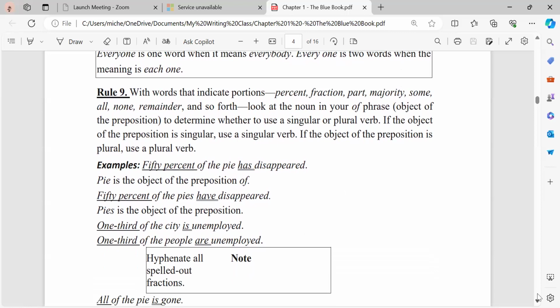So rule number 9: with words that indicate portions, such as percent, fraction, part, majority, sum, all, none, remainder, and so forth, look at the noun in your phrase, the object of the preposition, to determine whether to use a singular or plural verb. If the object of the preposition is singular, use a singular verb. And if it's plural, then use a plural verb.